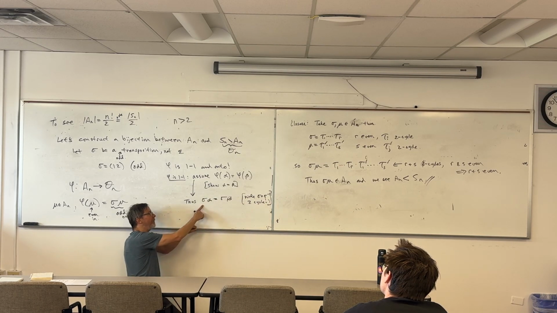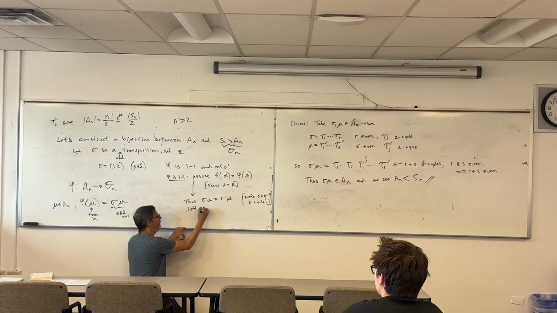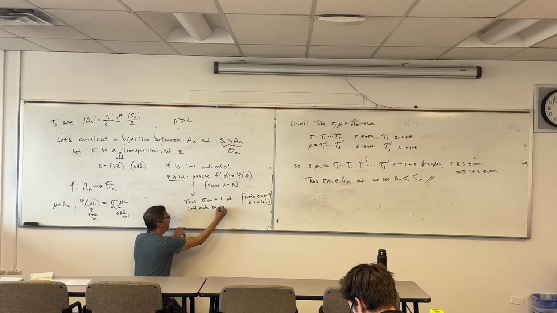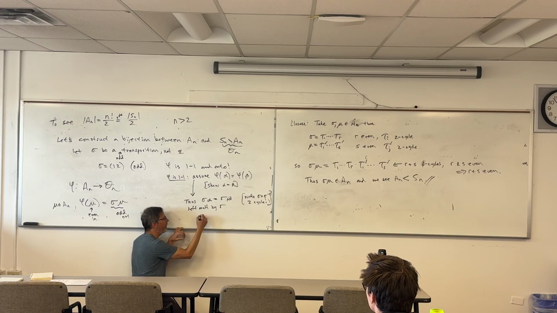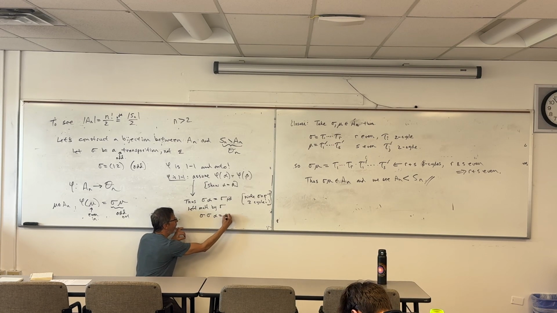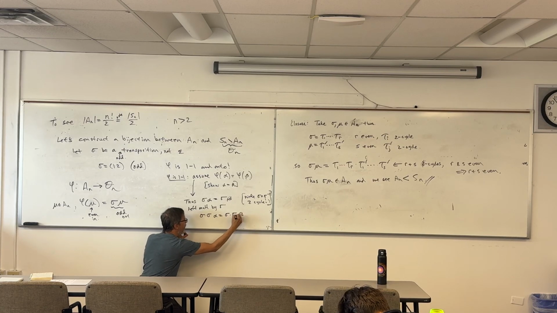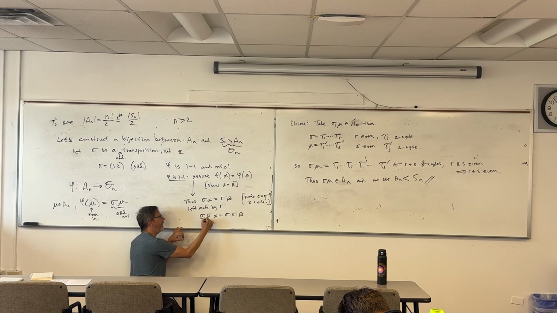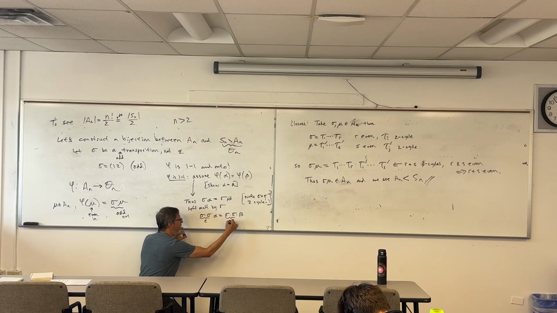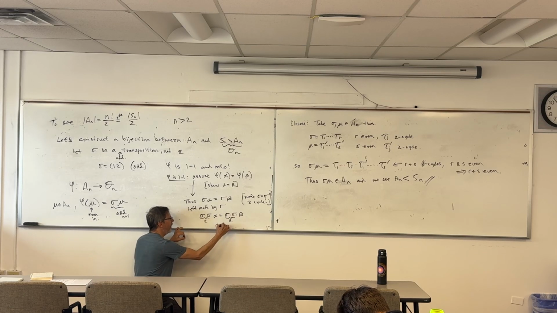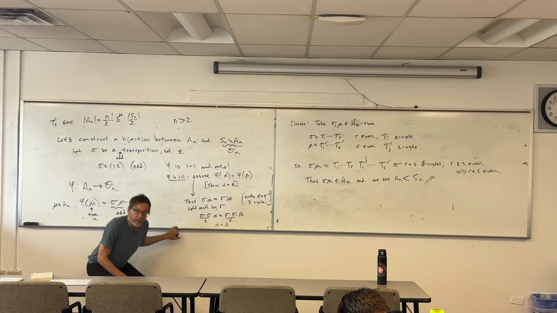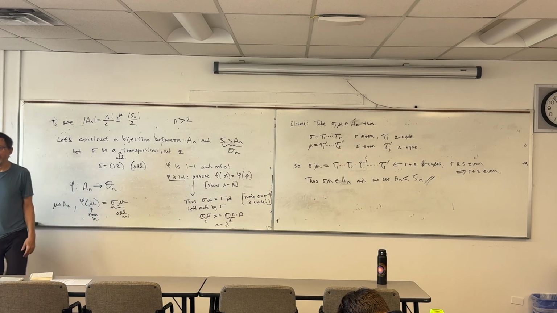So I'm going to left multiply by sigma inverse, or let's just do it by sigma. And this is the identity, this is the identity, so we get alpha equals beta. Pretty straightforward.